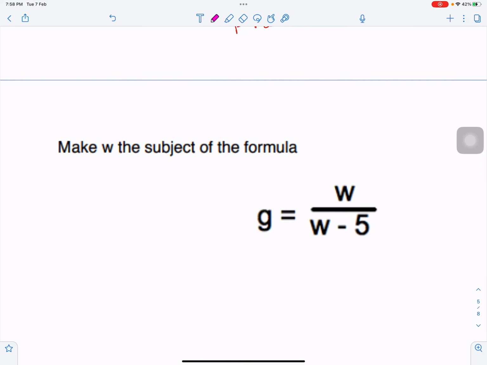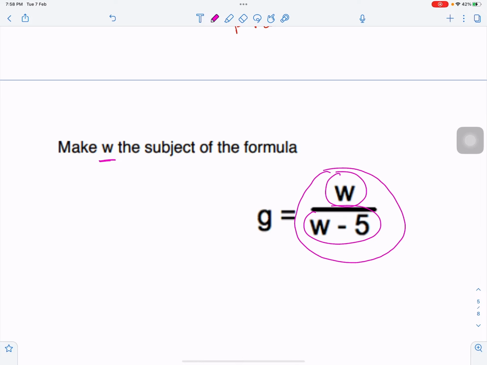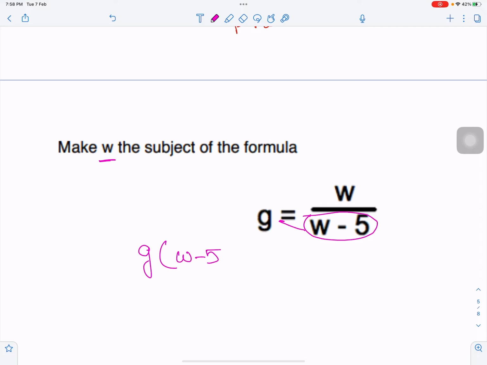Now let's see this question. You have to make W a subject, okay? And W is present in the numerator and in the denominator. So in that case, because this whole is considered as one term and this is one term, I can cross multiply, okay? So I will take this whole term to the other side of the equals to. So it will become G multiplied by W minus 5 equals to W. I will open it, expand the bracket, and all the terms of W will be on one side. So let's do it. GW minus 5G, I'm multiplying.